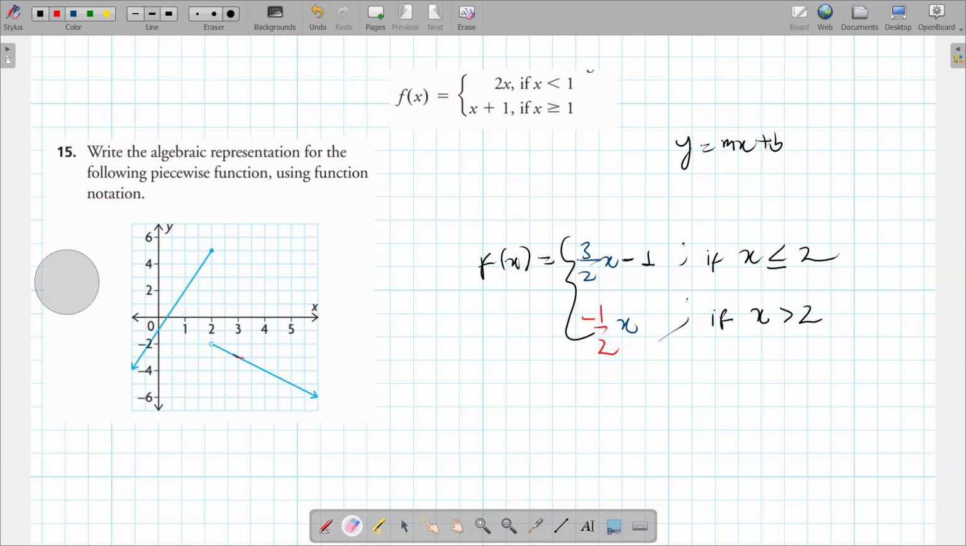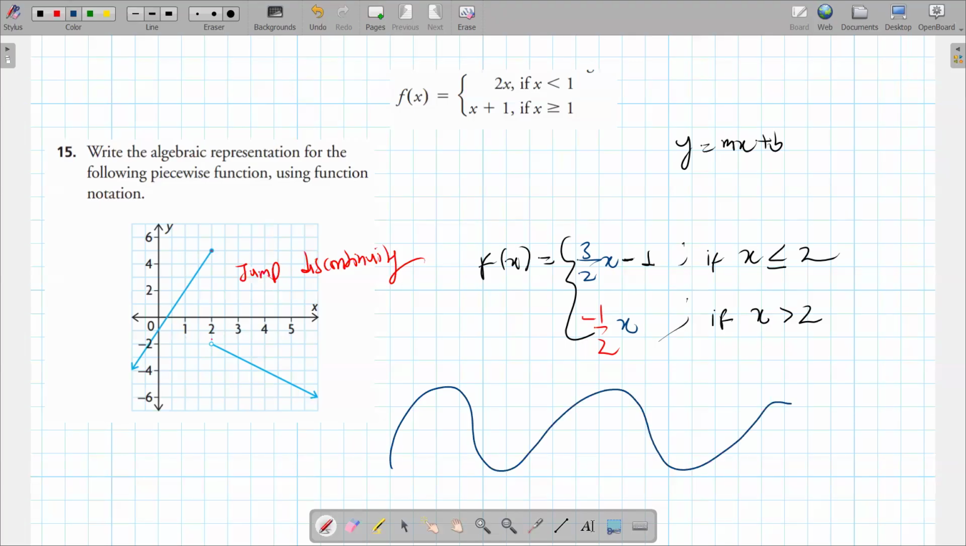Is this piecewise function continuous? You're just looking at the graph. No, right? Remember what continuous means? It's one smooth motion. If you have to lift your finger, that's discontinuous. From here to here, there's a jump. This is called jump discontinuity, okay? So it's not continuous. A continuous function should be one smooth motion. But if there's a hole, then obviously that's also not continuous.